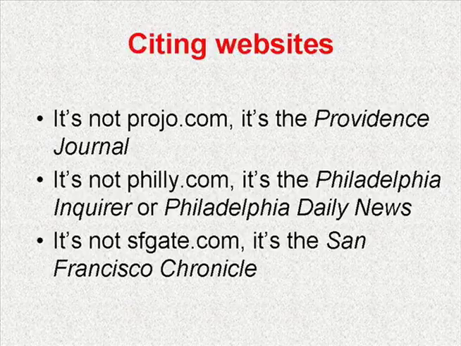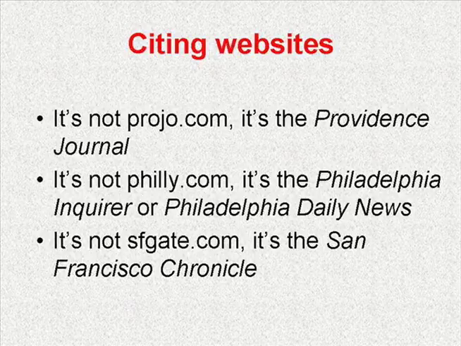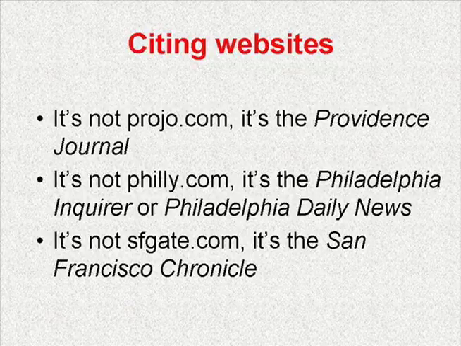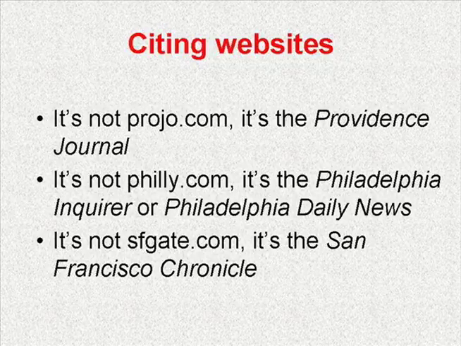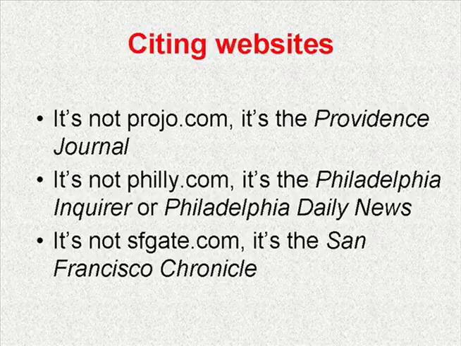For example, the Providence Journal posts their stories online, but its website's called projo.com. Now, if you're in Providence, most people know projo.com. That's the Providence Journal's website. But if you're outside of Providence, you probably don't know that. So if you hear projo.com, you'll be like, well, what's that? So instead, you want to say the Providence Journal, because that's the actual source of the information. Projo.com is just the URL for their website.